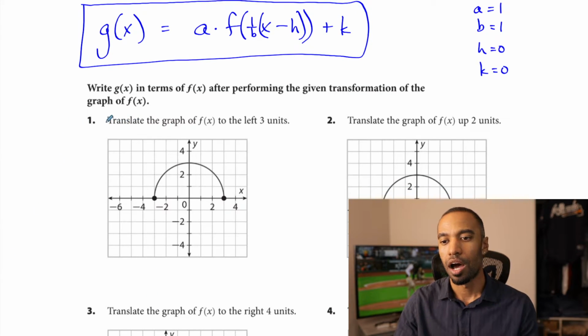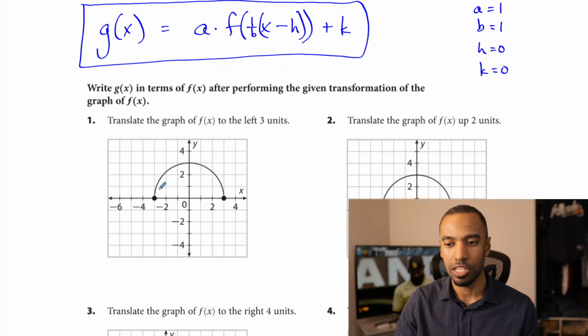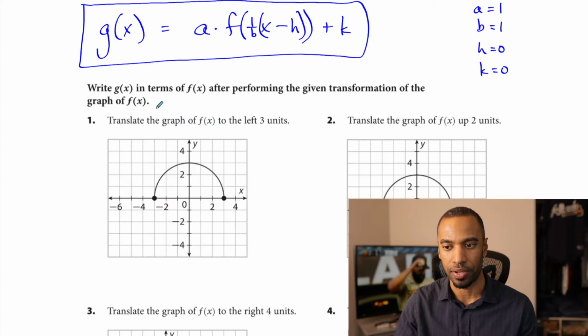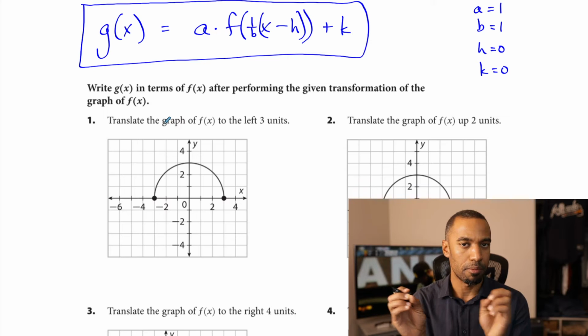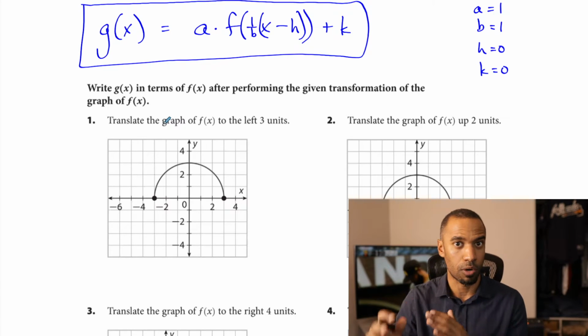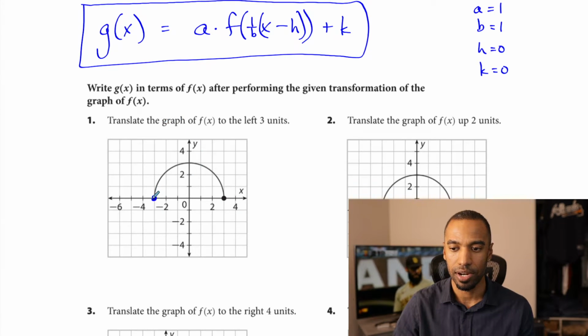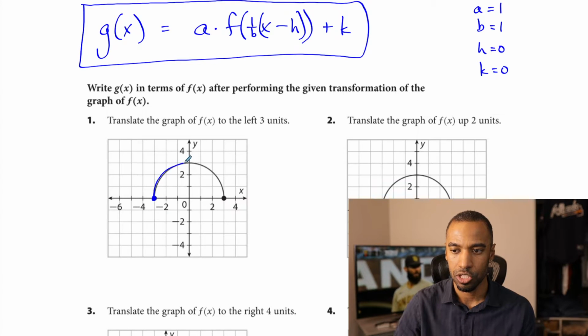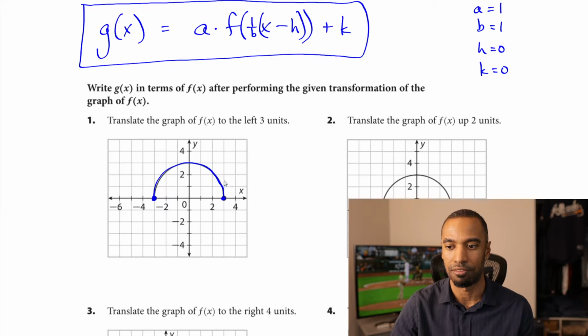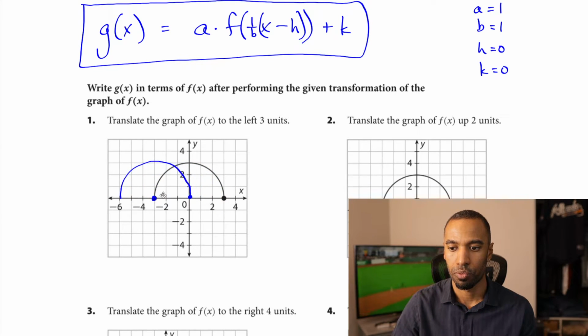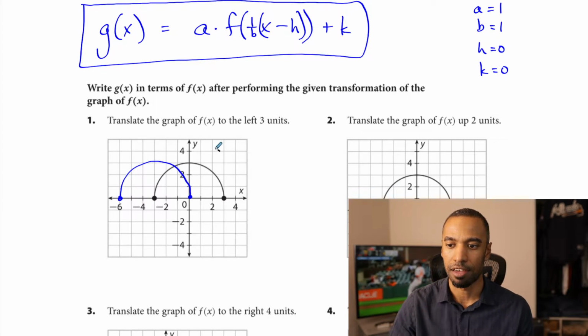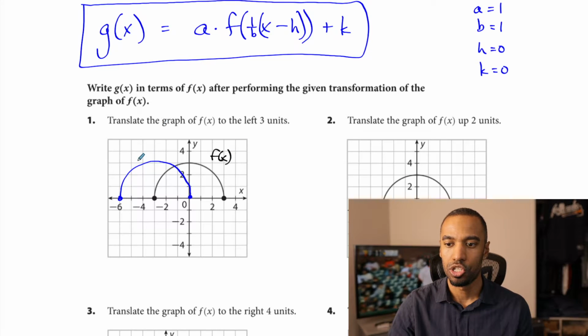On number 1, we're going to translate this graph of f of x to the left 3 units. So translate means just pick it up and move it. You aren't going to reorient it like a rotation or anything else. I'm basically going to have this graph that you see, but instead it's going to be moved 3 units to the left. So ultimately it's going to look like 1, 2, 3, and this would be your g of x equation. If this was f of x, this would be g of x.